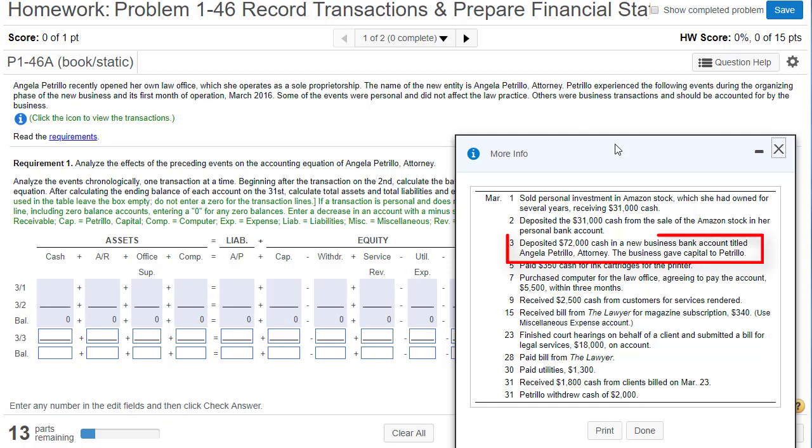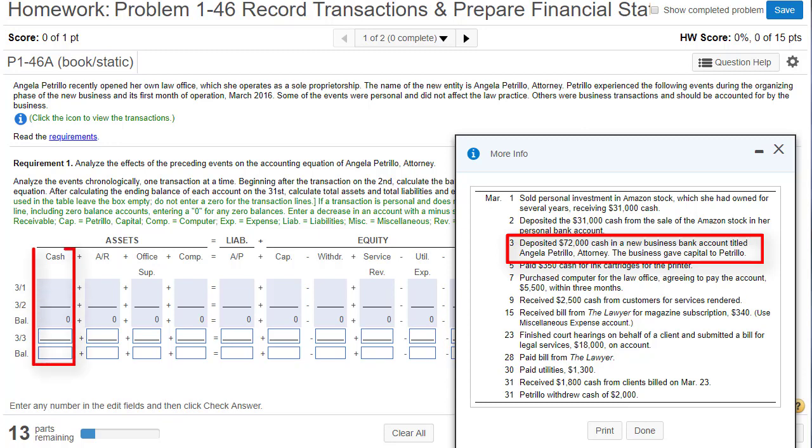Now we are on March 3rd. Deposited $72,000 cash in a new business bank account titled Angela Petrillo, attorney. The business gave capital to Petrillo. So finally, we have a transaction that affects the business accounting records. So we need to record this in the business's accounting records.